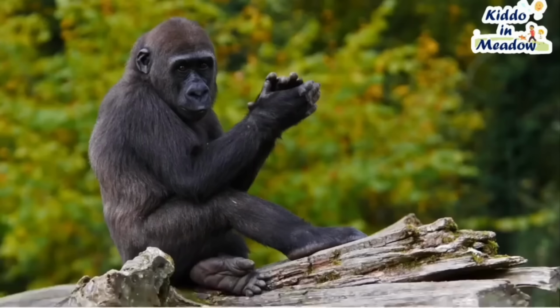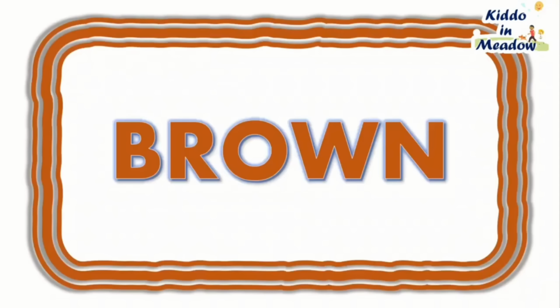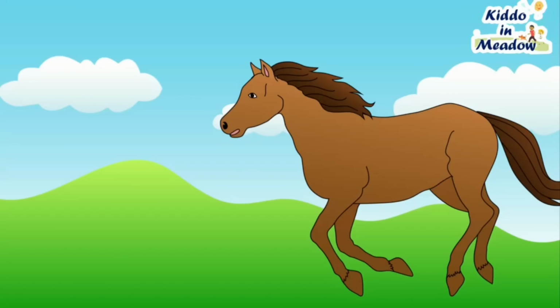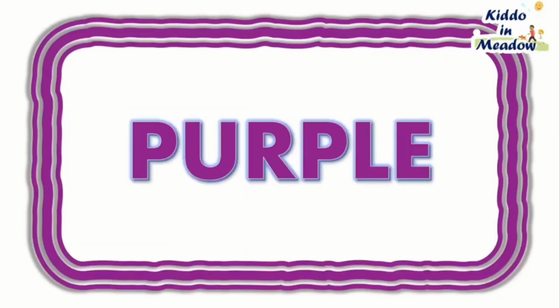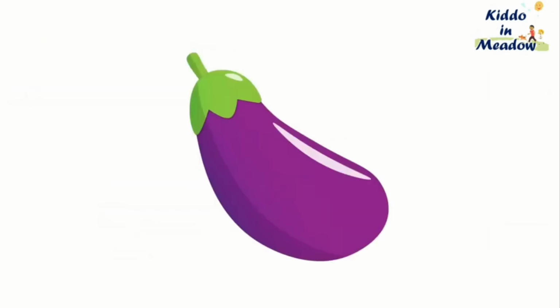Black, black, black. What is black? The gorilla is black. Brown, brown, brown. What is brown? The horse is brown. Purple, purple, purple. What is purple? The eggplant is purple.